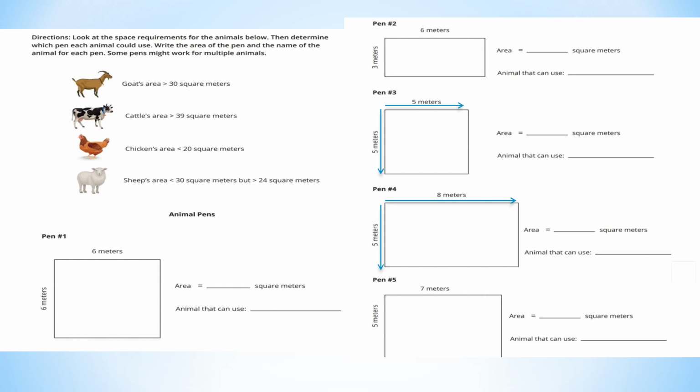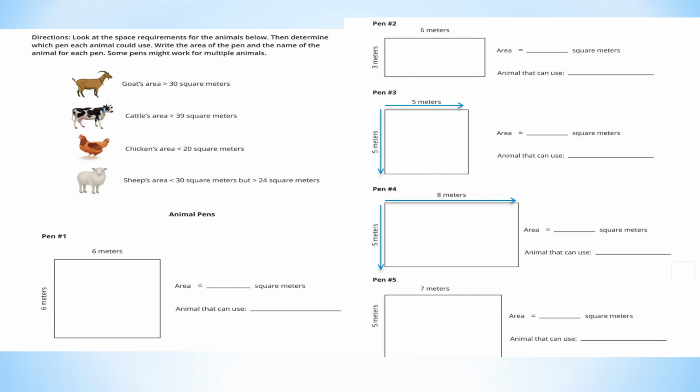Now let's practice with lesson 45. We have here some animals and some pens. These animals want to enter these pens, so we will find the suitable pen for each animal.